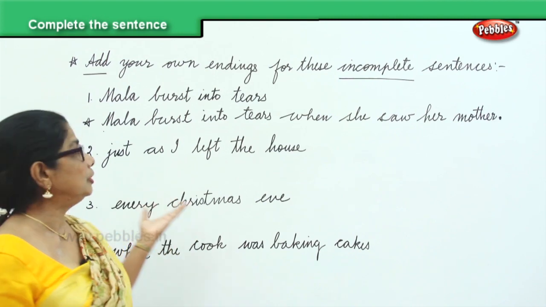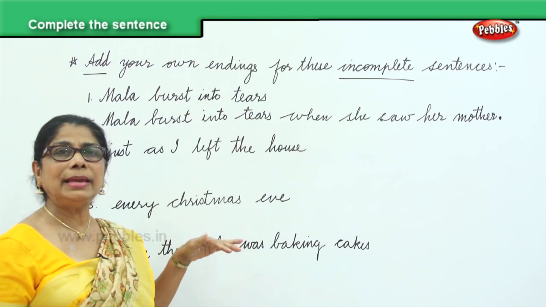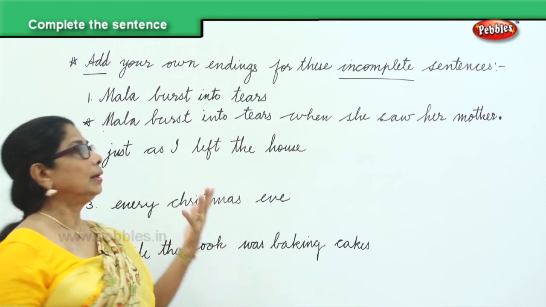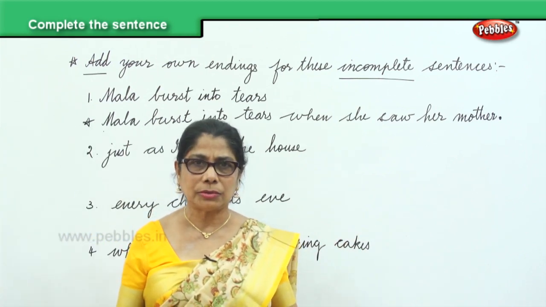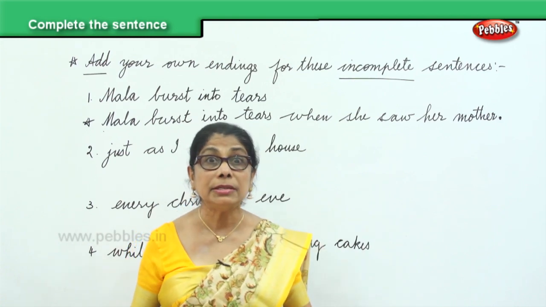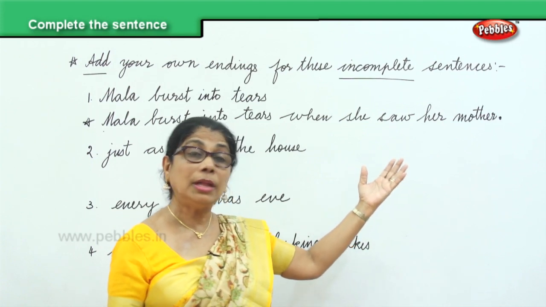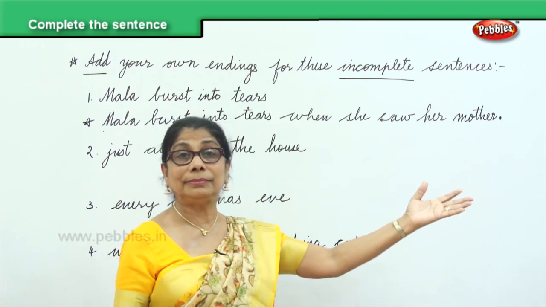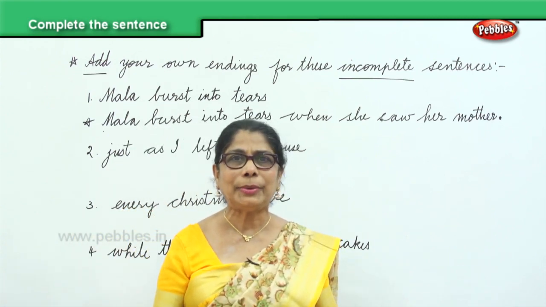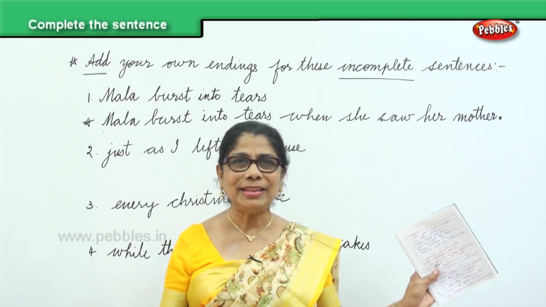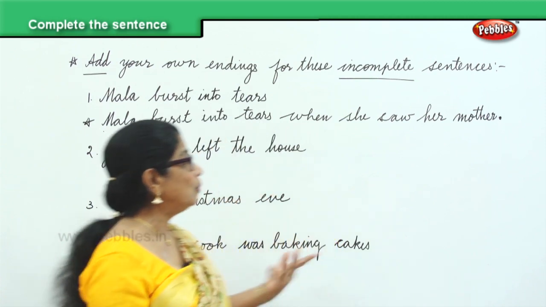So you are given Mala burst. You can say Mala burst into tears. You can say when she found the bag, her school bag is lost. So you can say Mala burst into tears when she found her bag. Mala burst into tears when she saw her mother. Or you can say Mala burst into tears when she got the answer papers. She got the full mark. When she got the answer paper and she gets 100 marks, out of joy, she burst. You can write whatever you want.